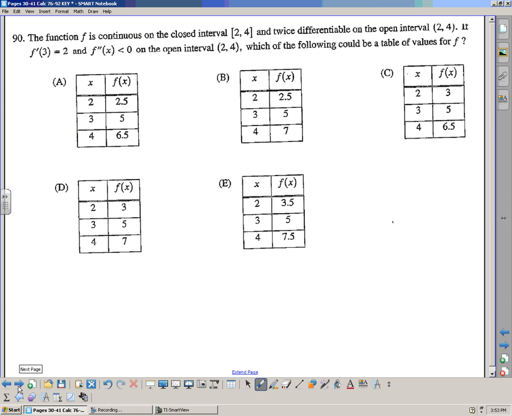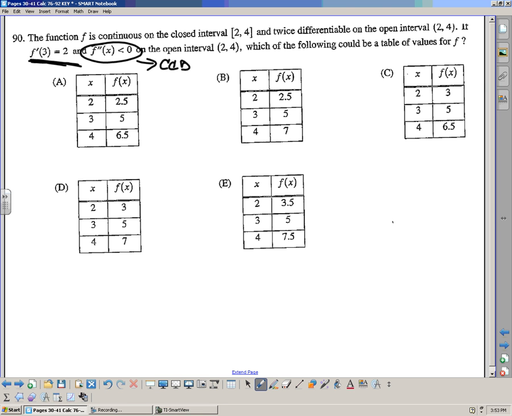Number 90, the function f is continuous on the closed interval 2 to 4 and twice differentiable on the open interval 2 to 4. If f prime of 3 is 2, so we know f prime at 3 is 2, so the function's increasing at 3. And f double prime of x is less than 0 on the open interval 2 to 4, which of the following could be table values for f? Since f double prime of x is less than 0, we know the graph is concave down. But we're increasing at 3.